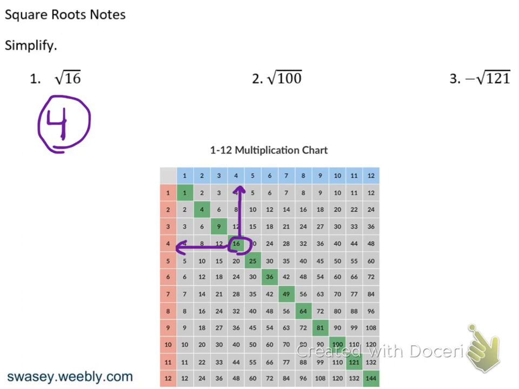Next one, the square root of 100. That's also a perfect square. What times itself is 100? Well, 10 times 10 is 100. So the positive square root of 100 is 10. And then on number 3, 121, the positive square root of 121 is 11.